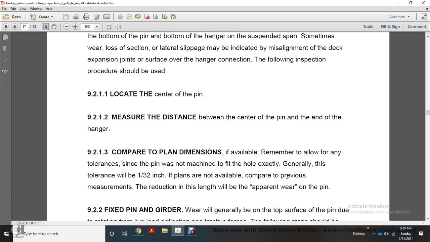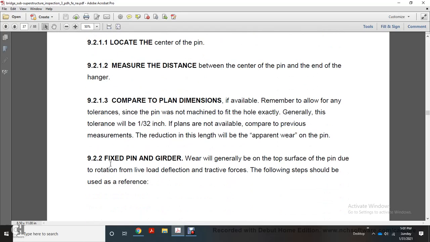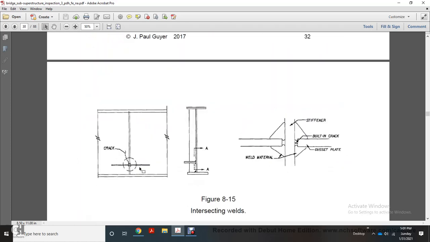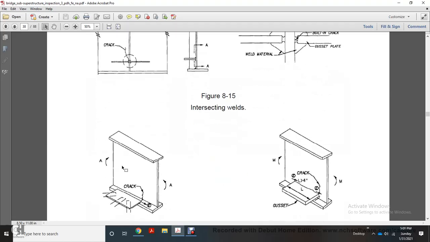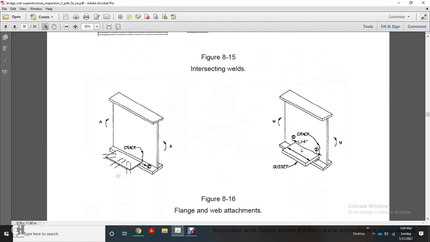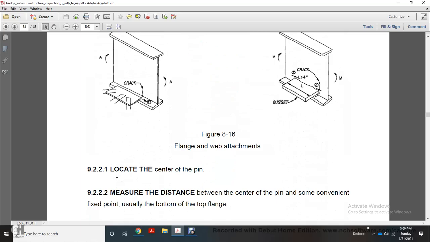If the plans are not available, compare to the previous measurement to determine the amount of wear of the pin. Fixed pin wear would generally be on the top surface of the pin due to the rotation, live load deflection, and interactive forces. The following steps should be used in reference. Figure 8-15 shows an intersection weld, stiffener, built-up crack, gusset, welded material crack, and flange web attachments.